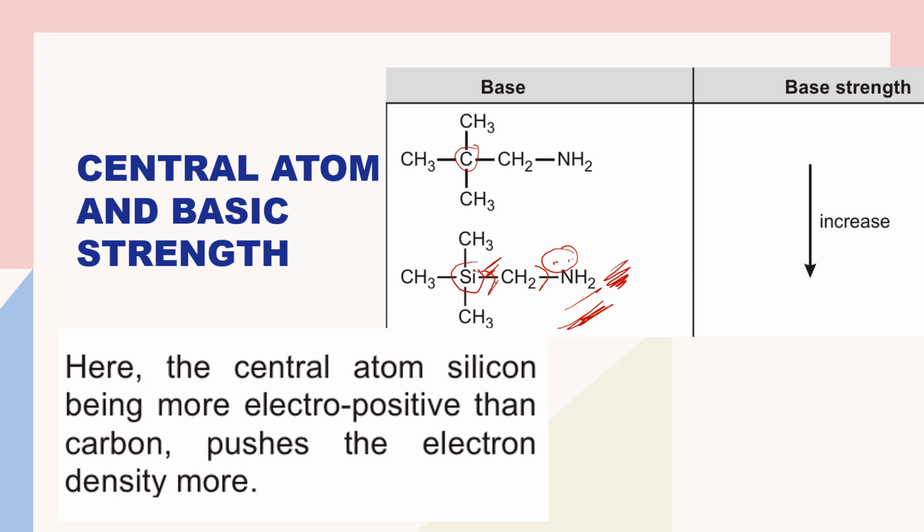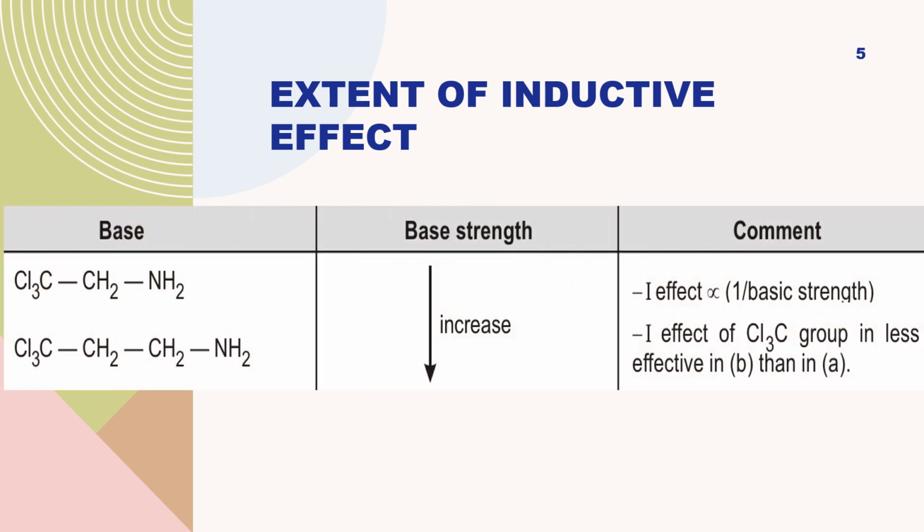Next factor is extent of inductive effect. Let's see, we are taking another example. Suppose in this compound there is CCl3 which is attached to the alpha carbon, but here CCl3 is attached to the beta carbon. Now what happens? We know that CCl3 will show its minus I effect. Due to the minus I effect, it decreases the electron density on the nitrogen atom.